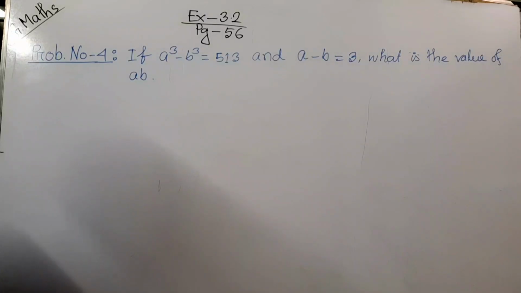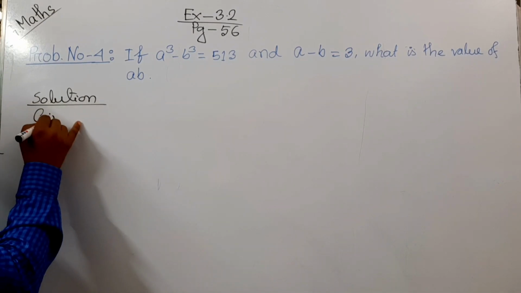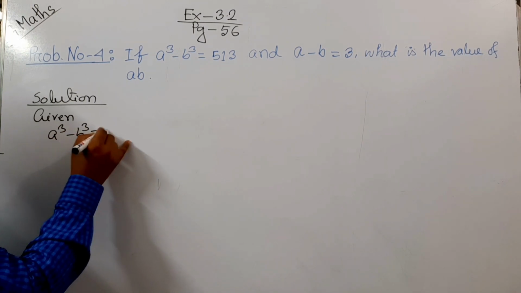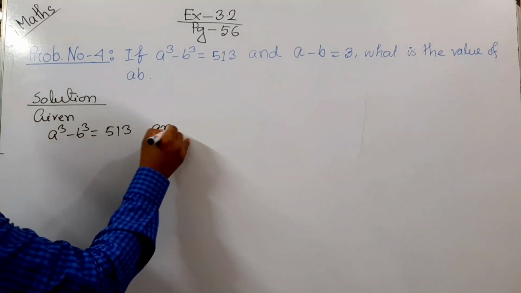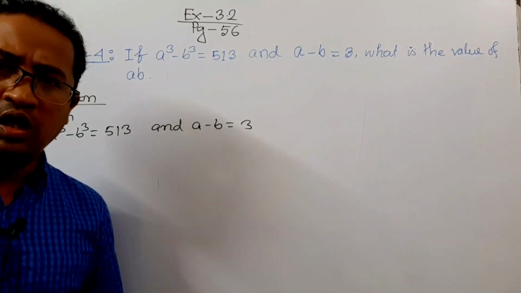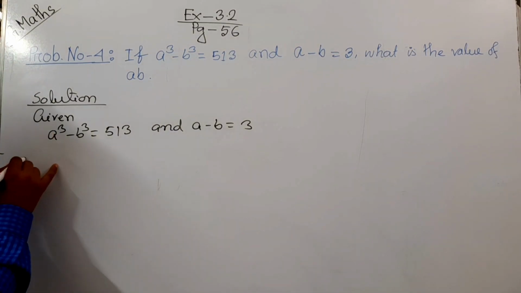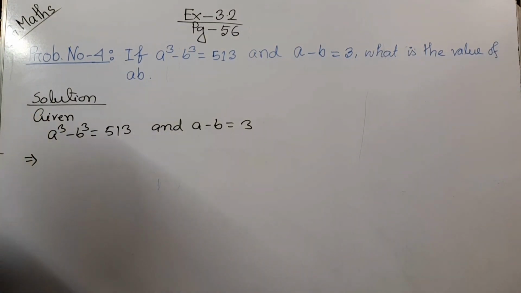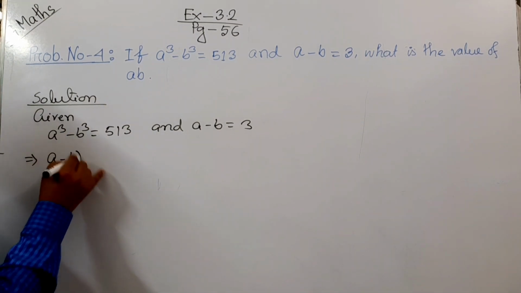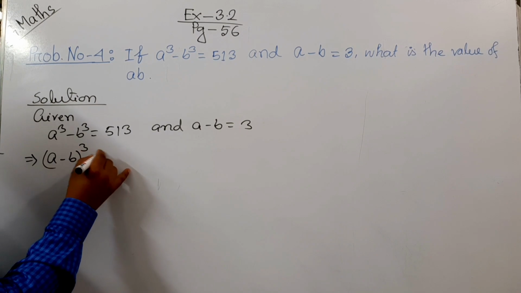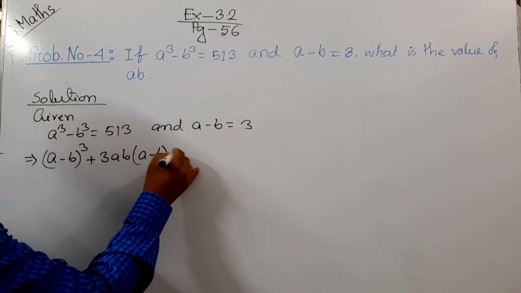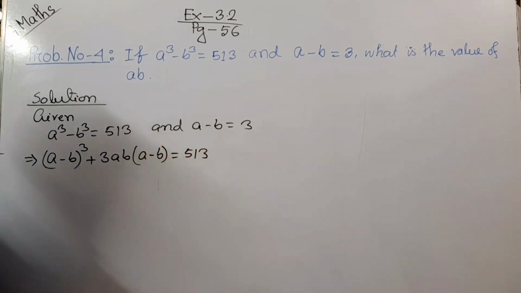what is the value of ab? Given a cube minus b cube equal to 513 and a minus b equal to 3. Now look at the board. What is the corollary of a cube and b cube? We know the corollary of a cube and b cube is a minus b whole cube plus 3ab into a minus b equal to 513.